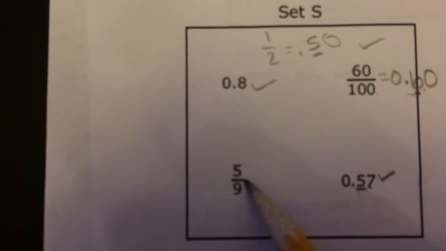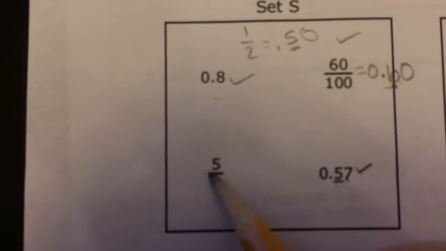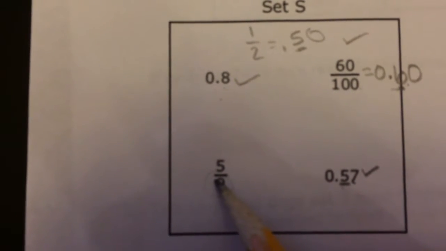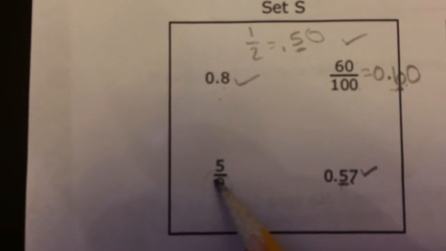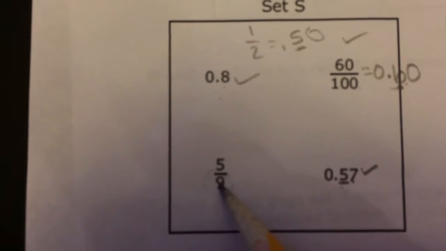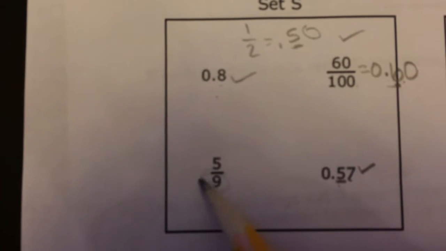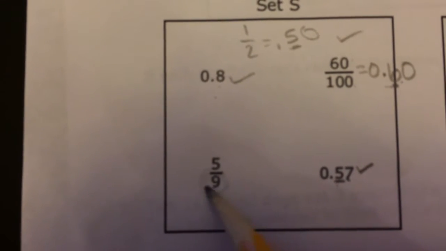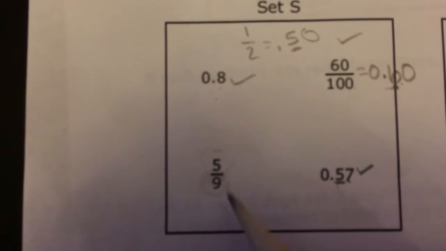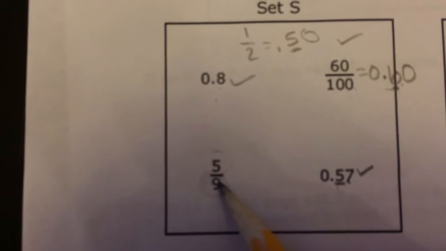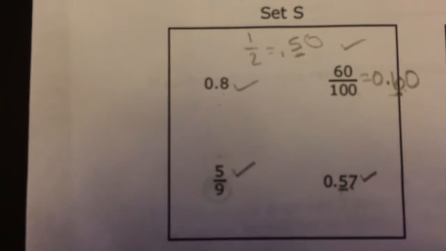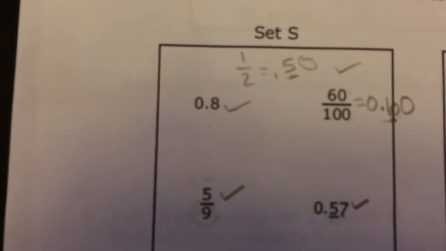And 5/9. If I was to cut 9 in half, I'd have 4 with a remainder of 1. So half of 9 is roughly 4.5. 5 is bigger than 4, so this is bigger than a half.